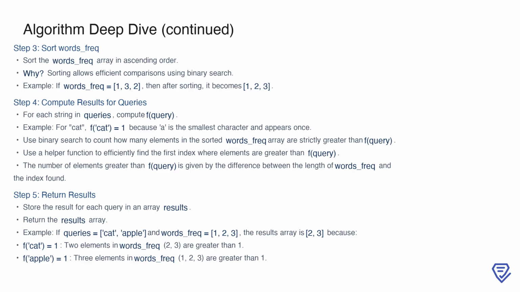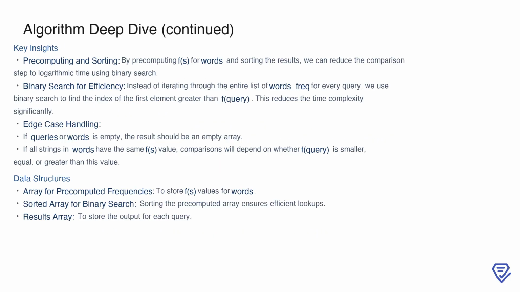Finally, we store the results for all queries in an array called results and return it. For example, if queries equals ["cat", "apple"], and words_frequency equals [1, 2, 3], then f("cat") equals 1, and two elements, 2 and 3, are greater than 1. Similarly, for "apple", f("apple") equals 1, and 3 elements, 1, 2, 3, are greater than 1, so the results array becomes [2, 3]. The key insights in this approach involve optimizing both computation and comparisons.